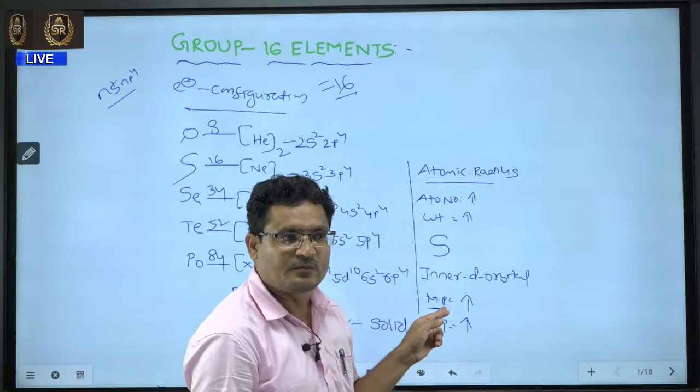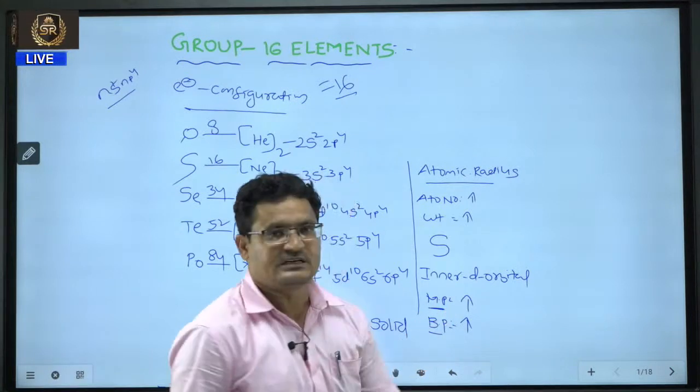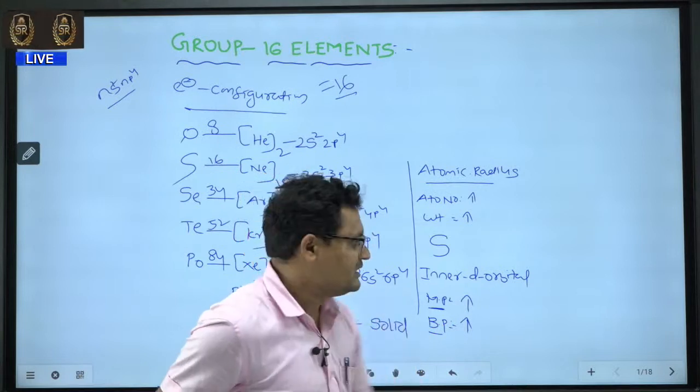Melting point increases from top to bottom. Boiling point also increases from top to bottom. Physical state: oxygen is a gas while the other elements are solid.